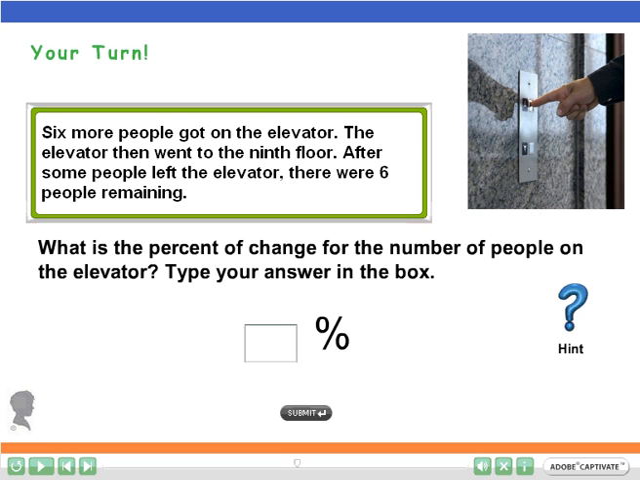Six more people got on the elevator. The elevator then went to the 9th floor. After some people left the elevator, there were 6 people remaining. What is the percent of change for the number of people on the elevator? Type your answer in the box.